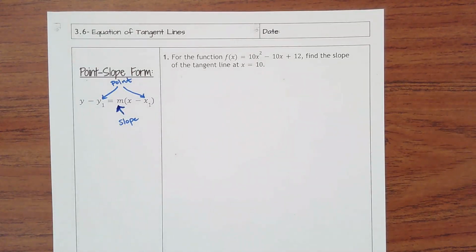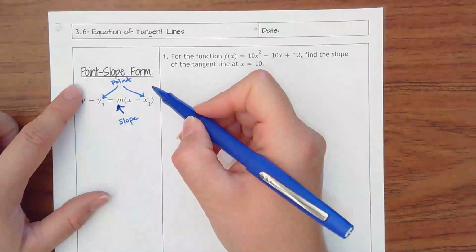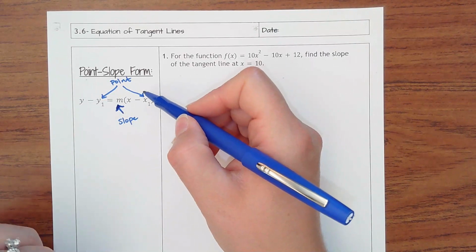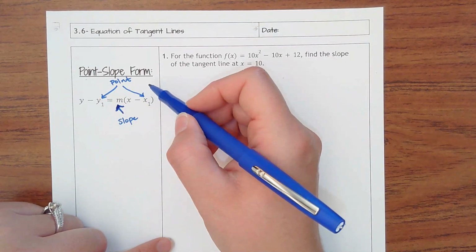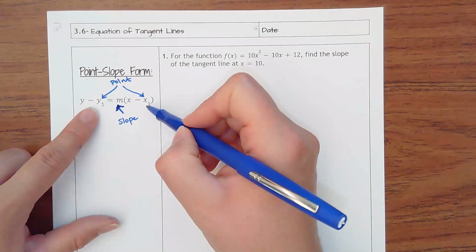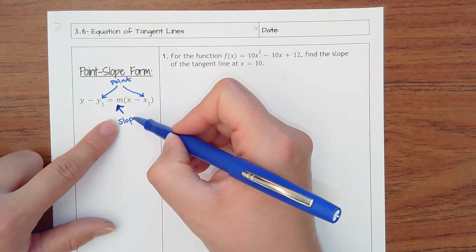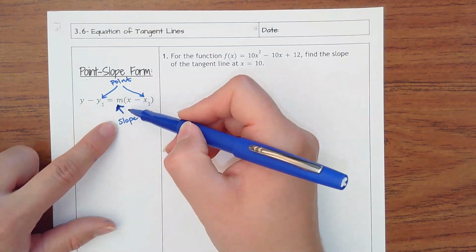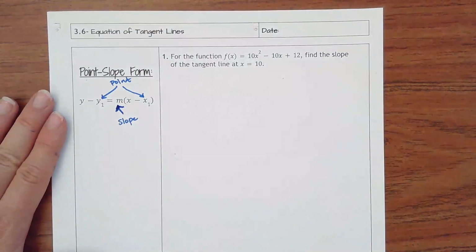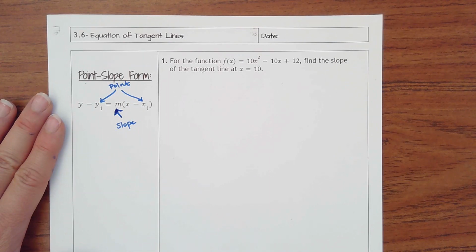Lesson 3.6 is equation of tangent lines. We should recall from algebra that there's what's called point-slope form. It's kind of like we had standard form, we had slope-intercept form, all of linear equations. So to figure out the equation of a line, if we have a point and we have a slope, then we plug it in. So we would go y minus whatever our y value is equals our slope times x minus the x value of the point. We're going to need that for this lesson.